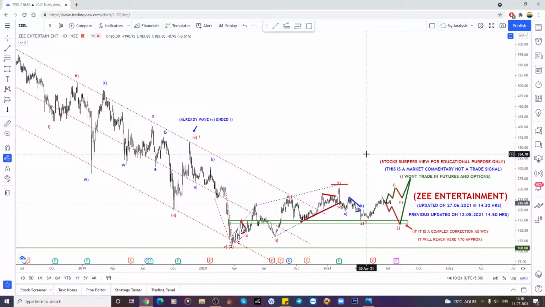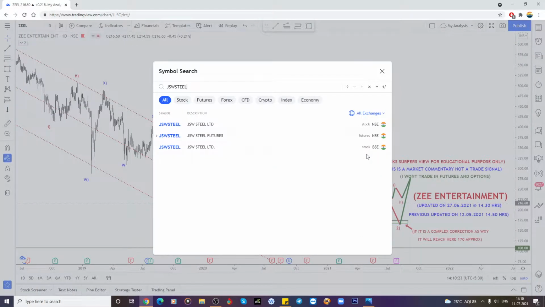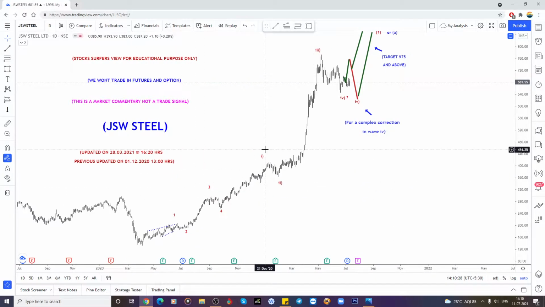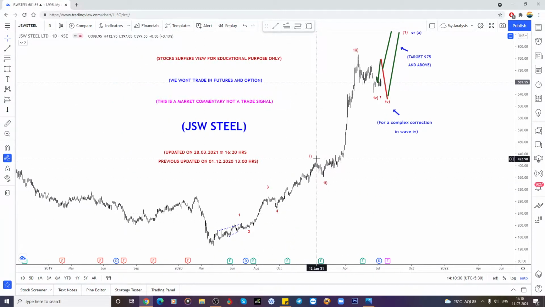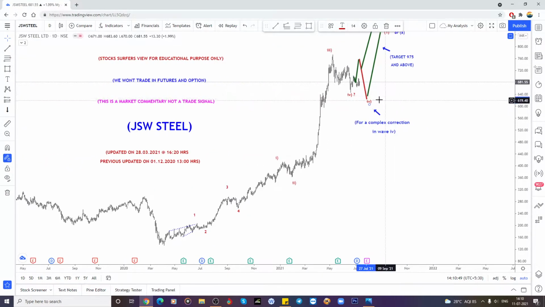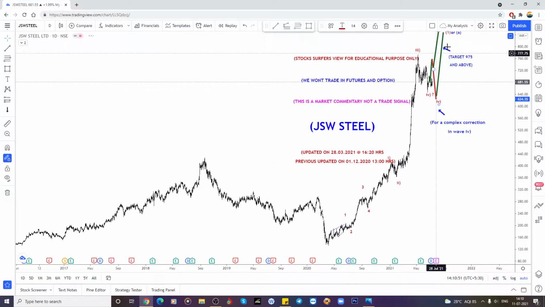Yeah, JSW Steel. So here also, previously I had different counts, and again I changed everything. Everything is a 5-wave structure. So here 1 2 3 4 5, it's a leading diagonal of wave 1 and wave 2. This is the wave 3. So wave 4 is already completed, or it could make one more wave to the downside, but let's wait for that. And one more wave to the high is possible for the 5 waves to complete.